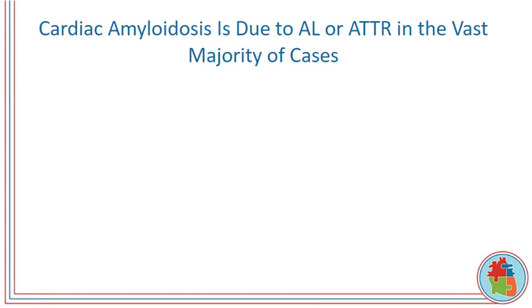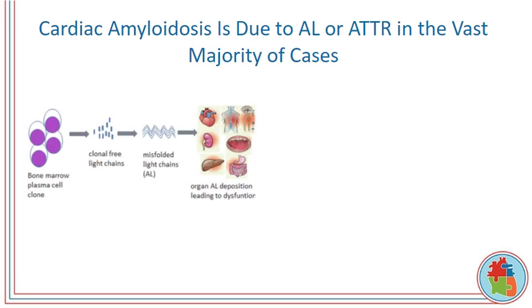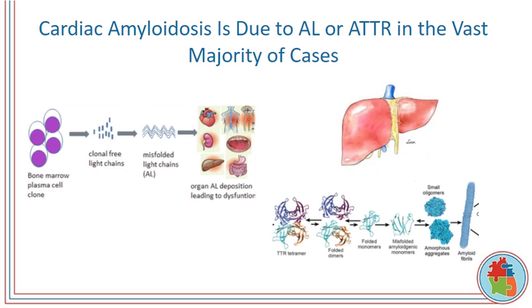Cardiac amyloidosis results in the vast majority of cases from either light chain amyloidosis, abbreviated as AL, or transthyretin amyloidosis, abbreviated as ATTR. AL results when a plasma cell neoplasm produces excess clonal free light chains, which then misfold and deposit in organ tissue as amyloid fibrils. Conversely, ATTR results when the transthyretin protein dissociates into monomers, which then misfold and aggregate in organ tissue as amyloid fibrils.